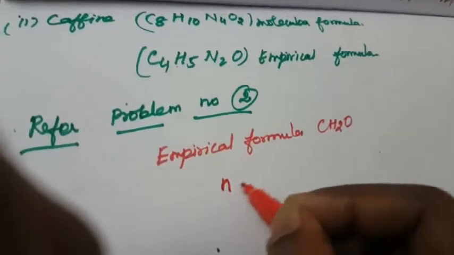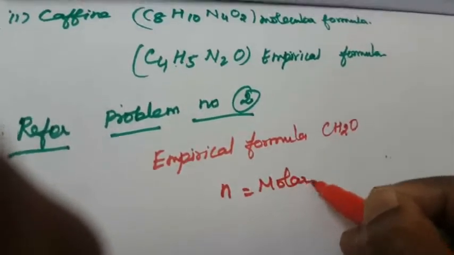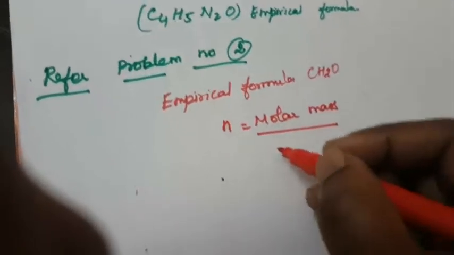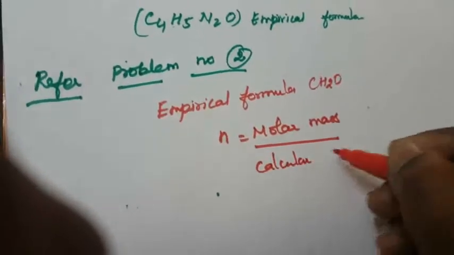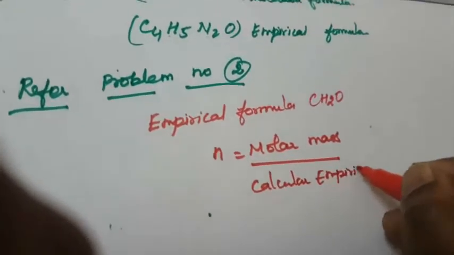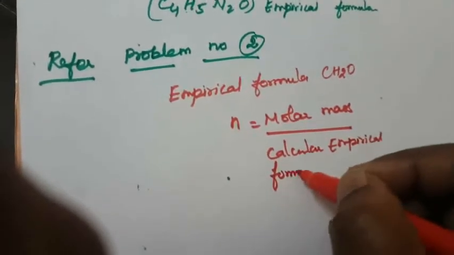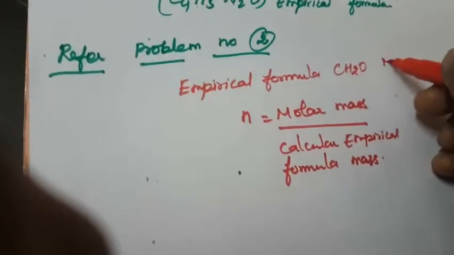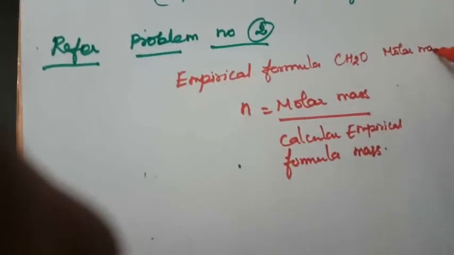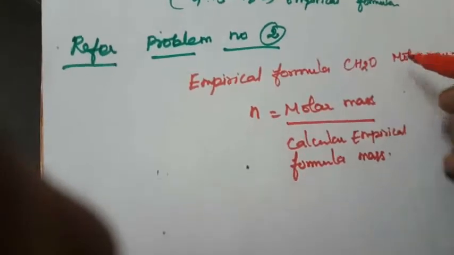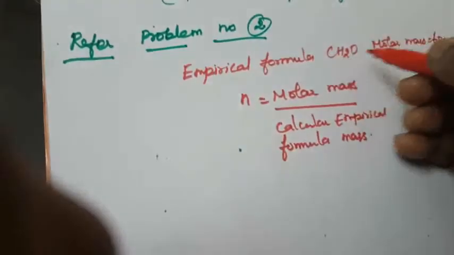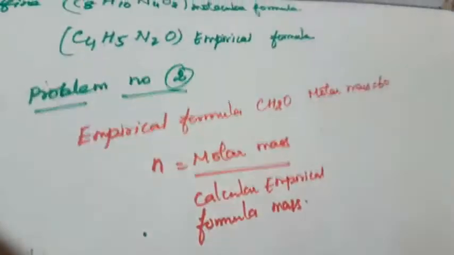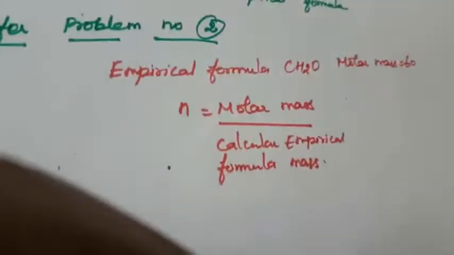So what is the n value? n equals molar mass divided by the calculated empirical formula mass. In that question the molar mass is given as 60. So this is the given value, and this is the calculated value. The molar mass is divided by the calculated empirical formula mass.